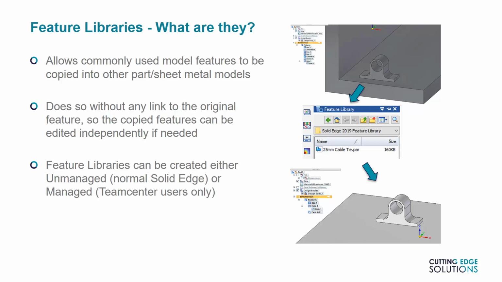Feature libraries themselves are very simply Windows folders which store bits of parts. If you're using Teamcenter, then you'll be using Teamcenter folders instead, but the principle is exactly the same. The files created always share the file extension of the part they were created from. So a sheet metal feature has extension .psm, and a part feature has the extension .par.